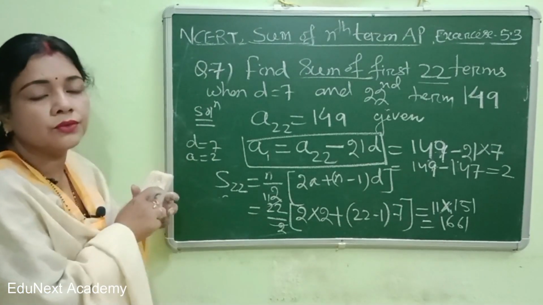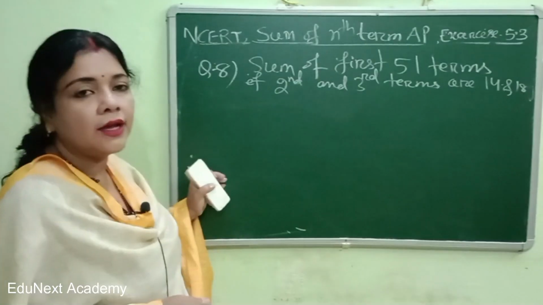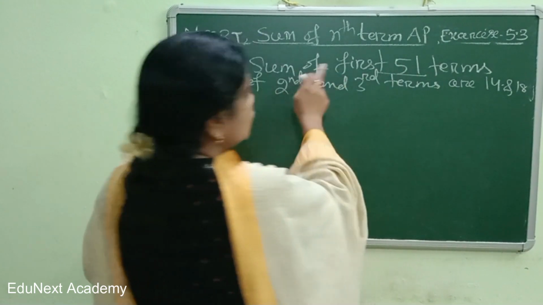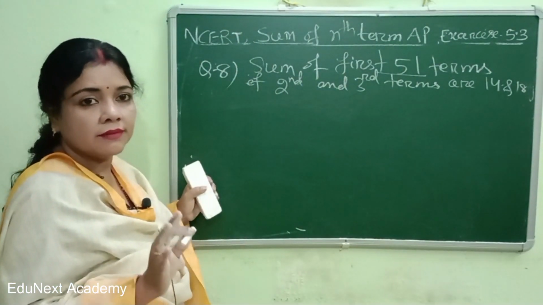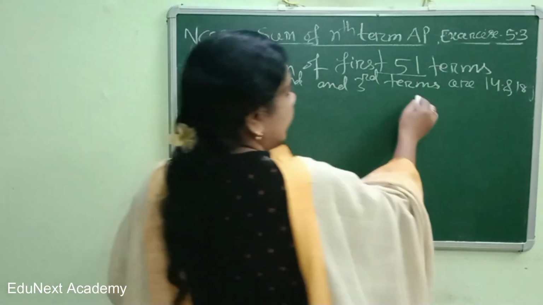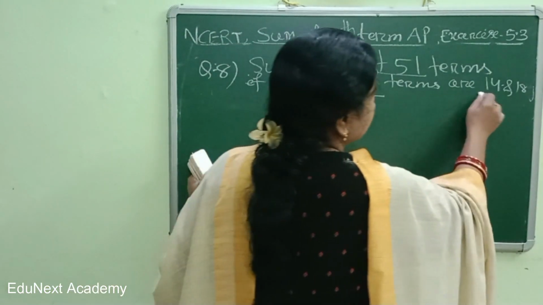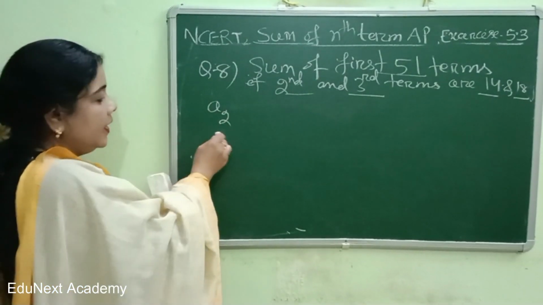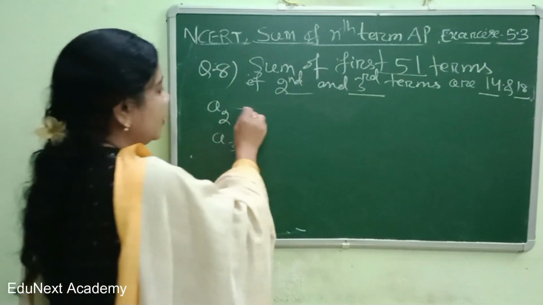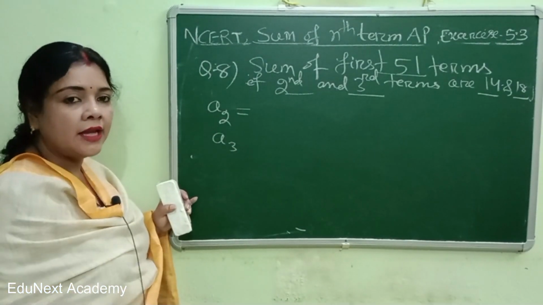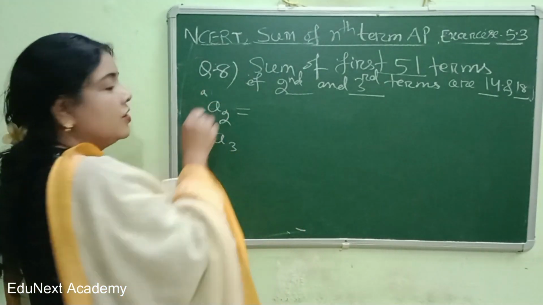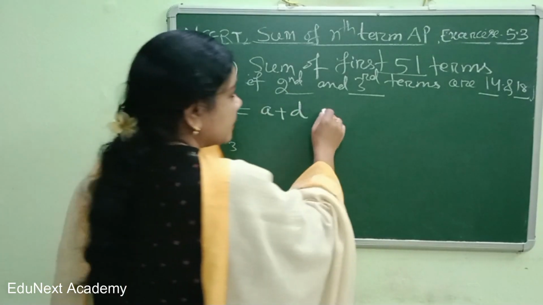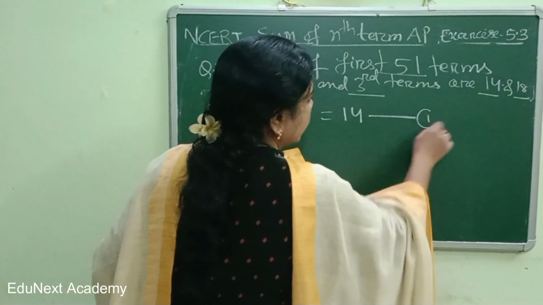Next question we are going to solve is question number 8. Now let us discuss question number 8. You are given the second term and third term as 14 and 18, and you have to find the sum of the first 51 terms. That means A2 is the second term, A3 is the third term. If a is the first term, then the second term is a plus d, which is 14. Let it be equation 1.